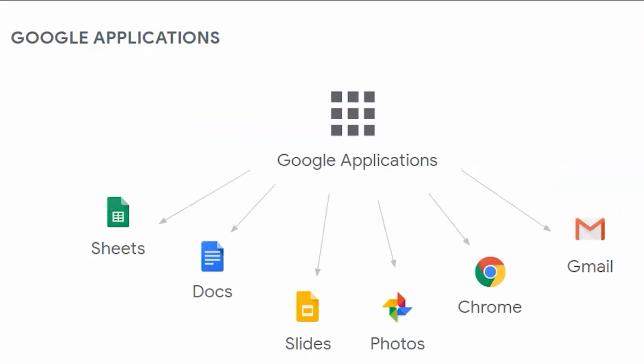Signing into your Google account allows you to access all the products you see on my screen: Sheets, Docs, Slides, as well as Google Photos, Google Chrome, and Gmail. After you've signed into the Google account, you're going to use the Google Apps menu to move between applications. The icon for that is this one right here in the center of my screen. I always think it looks like a window pane, but really it's a square of squares. Whenever we see that, we know that that is our list of applications that we can access and move between applications.